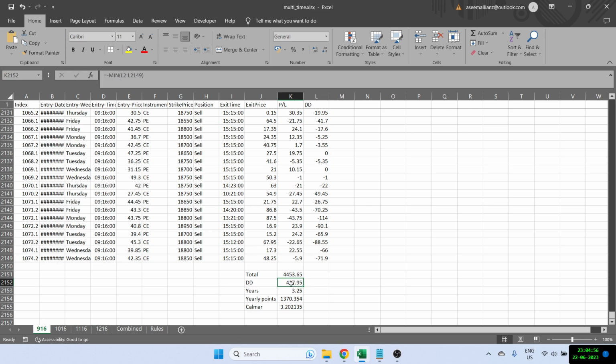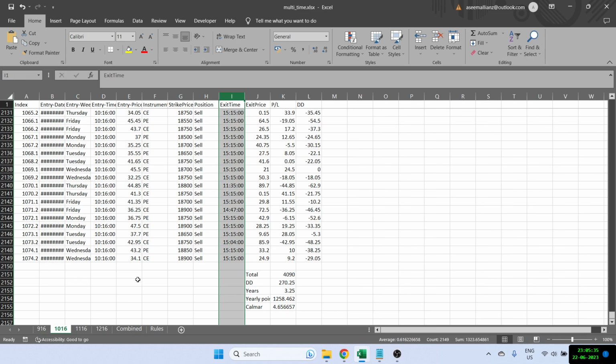So there is a very important ratio called the Calmar ratio, which is essentially your average profit per year divided by the maximum drawdown. This gives you a ratio which tells you how much money I'm going to risk for making, let's say, X amount of money. So 3.2 means that for every 1 rupee of risk, I can make 3.2 rupees. That's what it means. So the higher the Calmar ratio, the better our strategy is. So at 9:16, the Calmar ratio is 3.2.